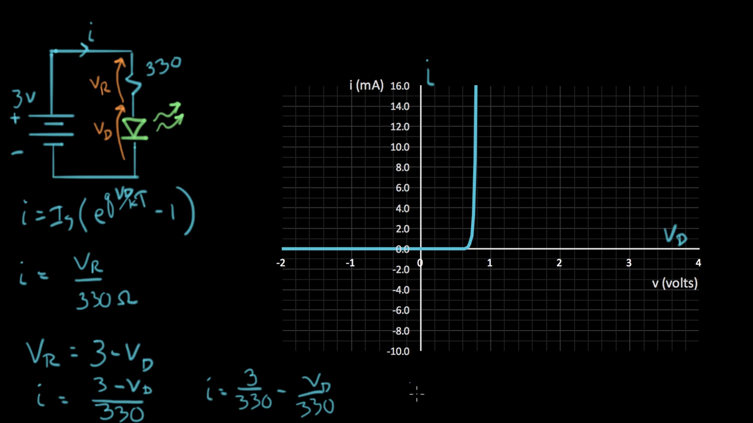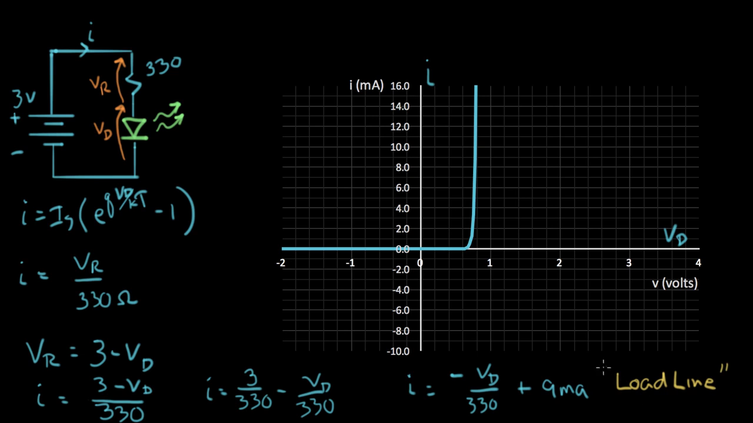Let me write this to recognize it as an equation of a line: minus VD over 330 plus 3 over 330, which is 9 milliamps. So this is the equation of a line, and the slope is minus 1 over 330, and the I-intercept is 9 milliamps. So let's see if we can plot this line. This is actually called a load line.